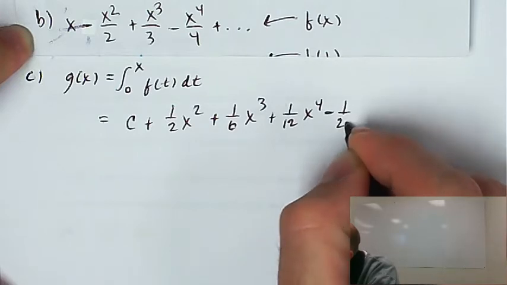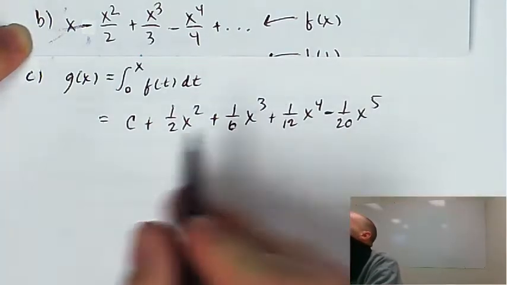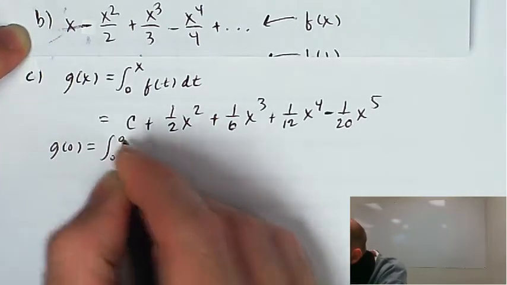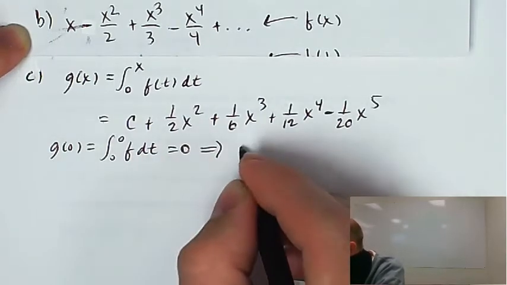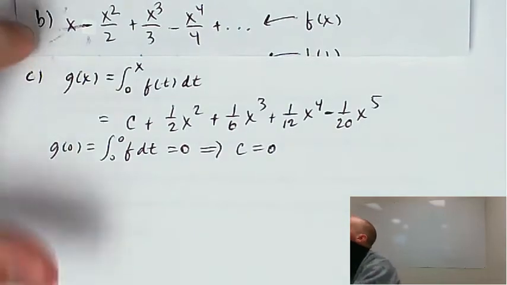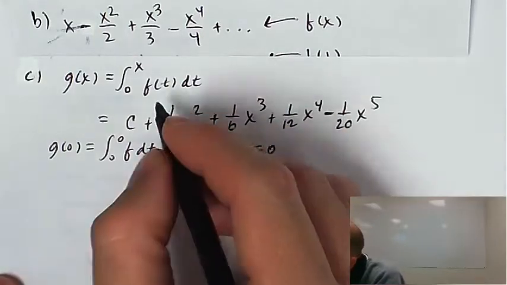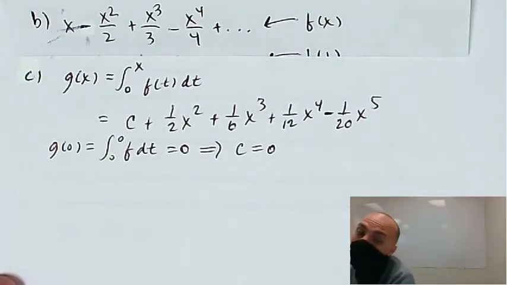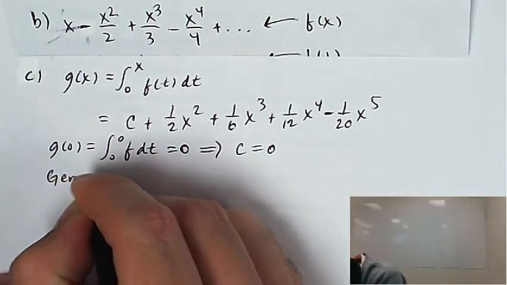Minus 1/20 x to the 5th. Because g of 0 is equal to the integral from 0 to 0 of f dt, and that's equal to 0, that indicates to me that c needs to equal 0. And then I've got the first 4 non-zero terms. I might just box that off and write an arrow to the reader and say, hey, that's the first 4 non-zero terms. The general term, I'm just going to write over here.